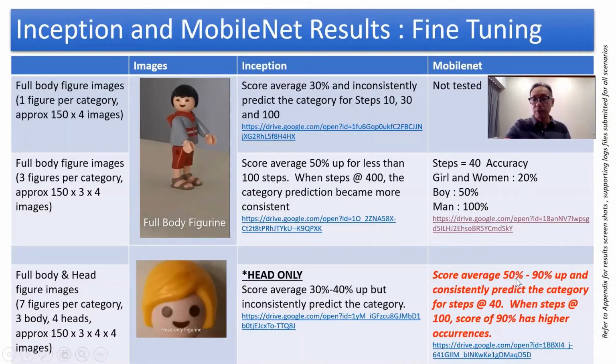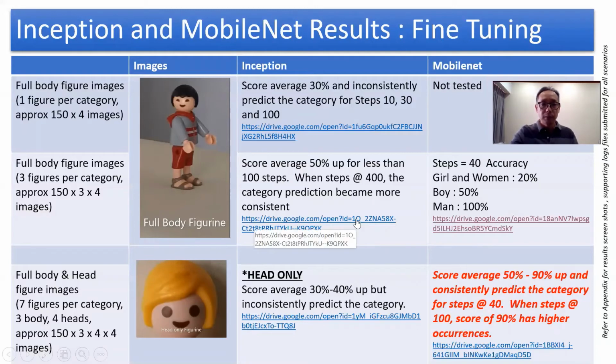So the score averaged 50 to 90, and the steps were at 40. When I increased the steps to 100, the score of 90% was actually always achieved for the equalizer. So in summary, I think tuning the steps, while at the same time adding more data, does improve the score accuracy. Of course, MobileNet seems to be the one delivering the results rather than Inception. So that's the fine-tune part that I did.